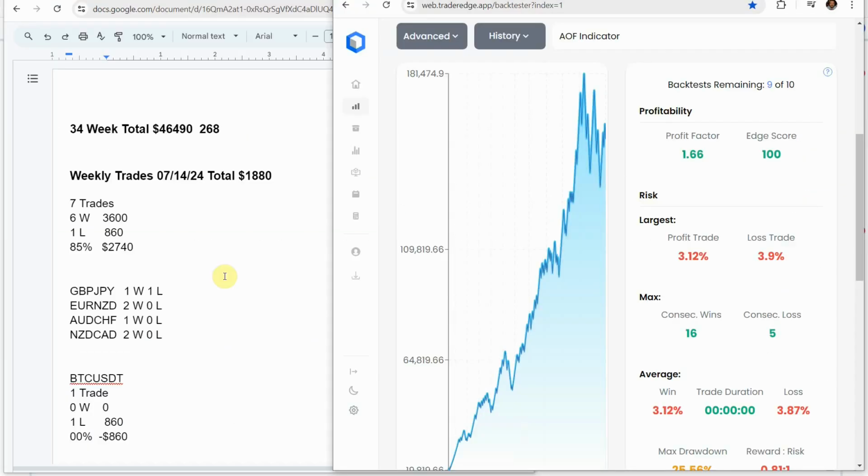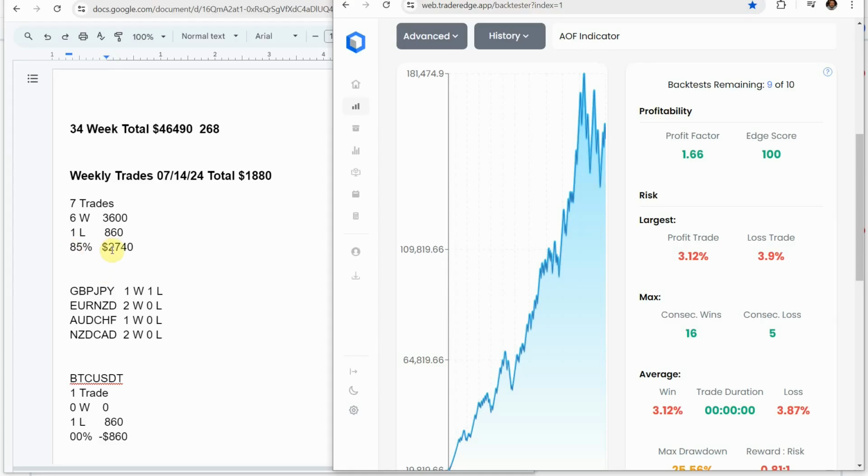Alright, let's go ahead and go over the weekly signals. So this is using the Academy of Forex indicator on these 4 Forex pairs and this one crypto coin. This is on the 30-minute time frame. Each week we are keeping track of the trades the Academy of Forex indicator has signaled. And so this last week on the Forex pairs, we did 7 trades altogether with 6 winning trades and 1 losing trade, putting it at an 85% win rate.